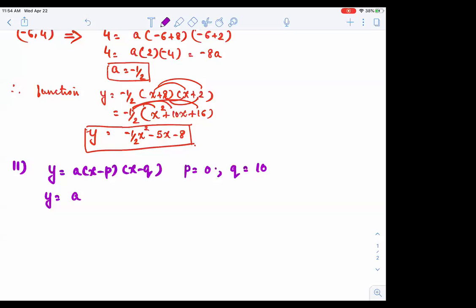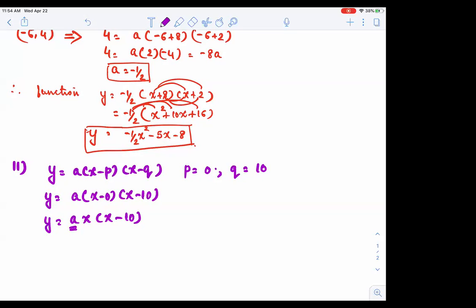You still know that the a is kind of missing, which is okay. x minus 0 and x minus 10, which is a times x times (x minus 10). How do you find a? A is a missing variable there. We don't want to see a there. So what do you do to get the a? You use the other point they gave you and plug it in.